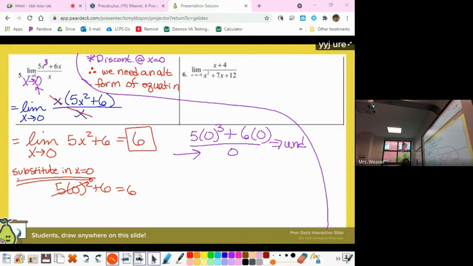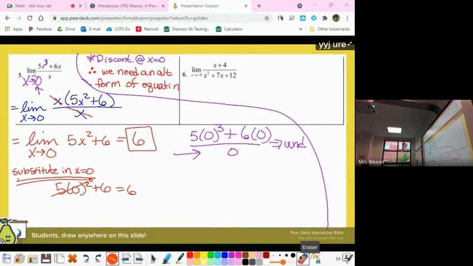And I know the instructions said that you would read this as the limit of 5x squared plus 6 as x approaches 0. That is correct. But you will often hear people read it as the limit as x approaches 0 of 5x squared plus 6, because often we're working on this part before we've rewritten this part. And so you will hear it read that way as well. Okay. All right. So let's try this other side of the equation.